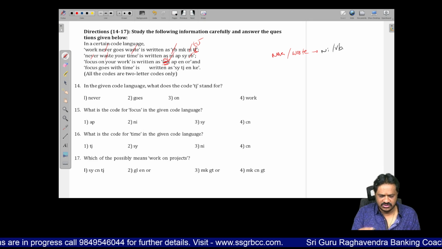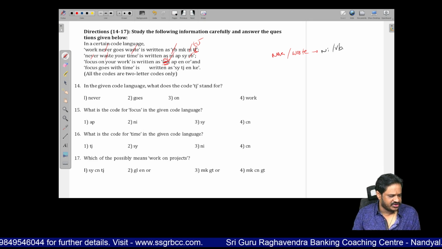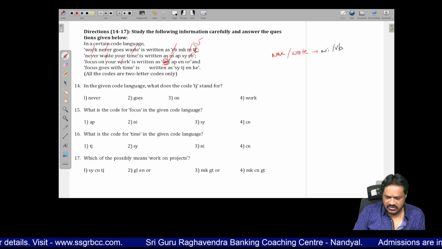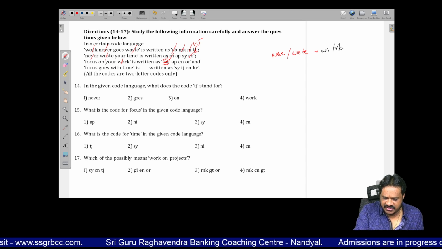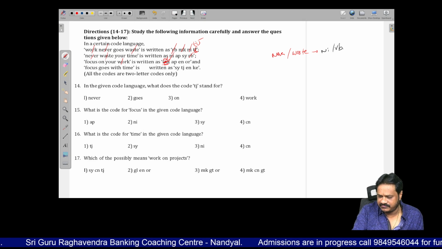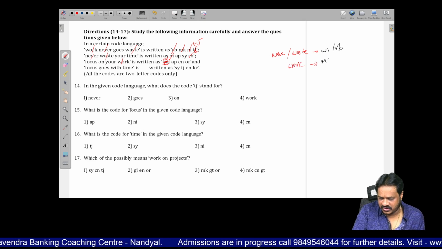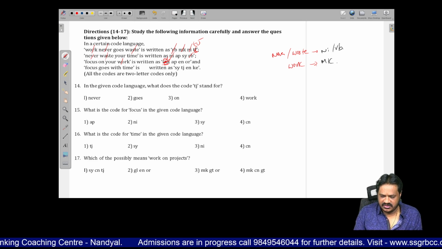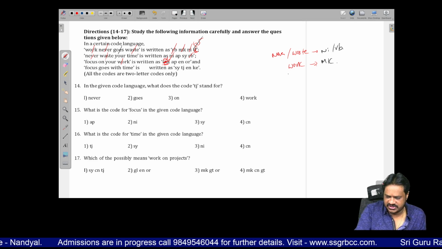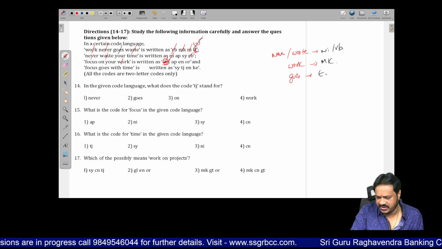Now, work goes. The remaining two words are work and goes. If you see 1 and 3, you can see the word work. In 1 and 3, you can see MK. So, work means MK. Then the remaining code is for goes, the remaining code TJ. So, goes code is TJ.